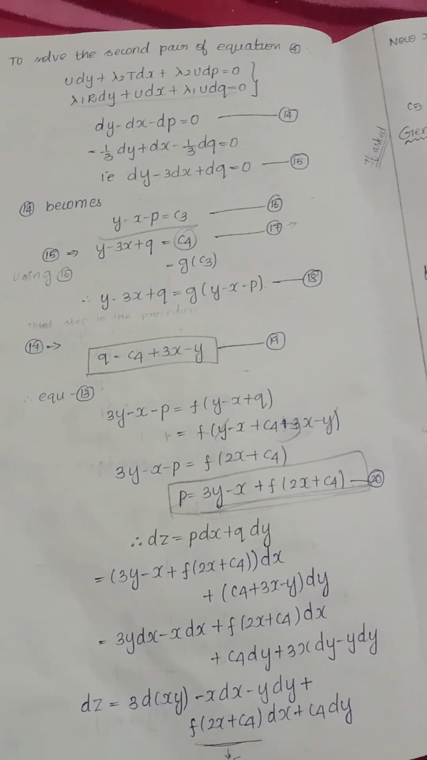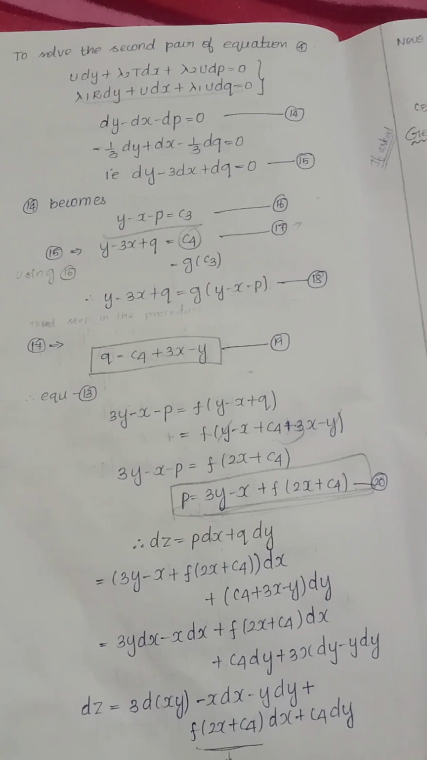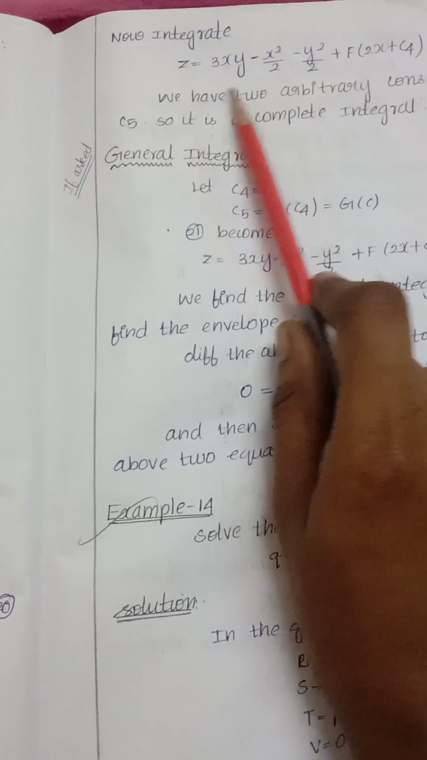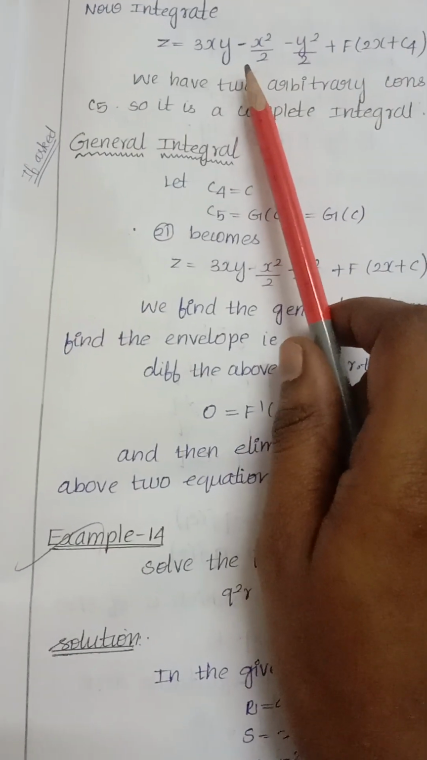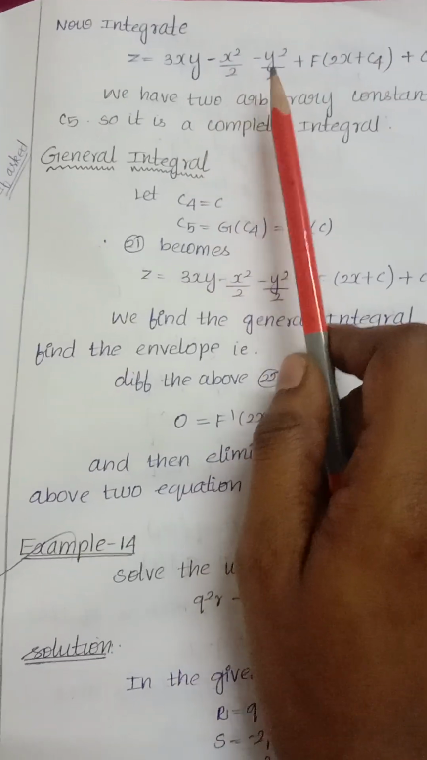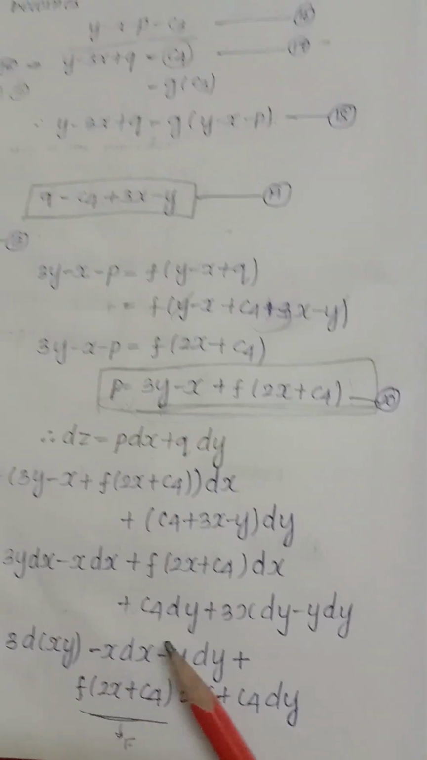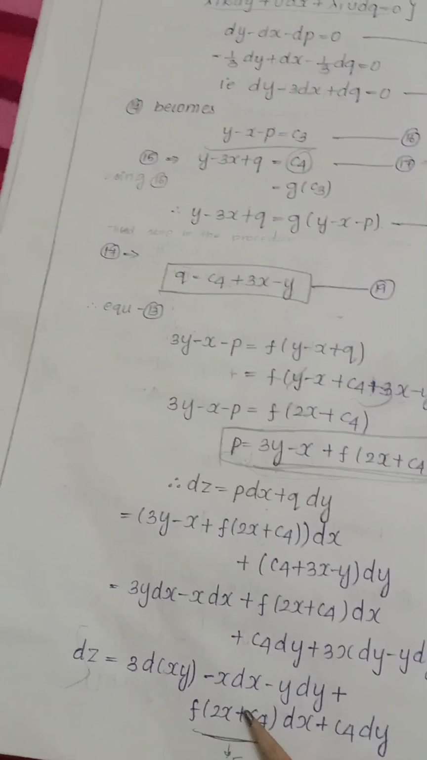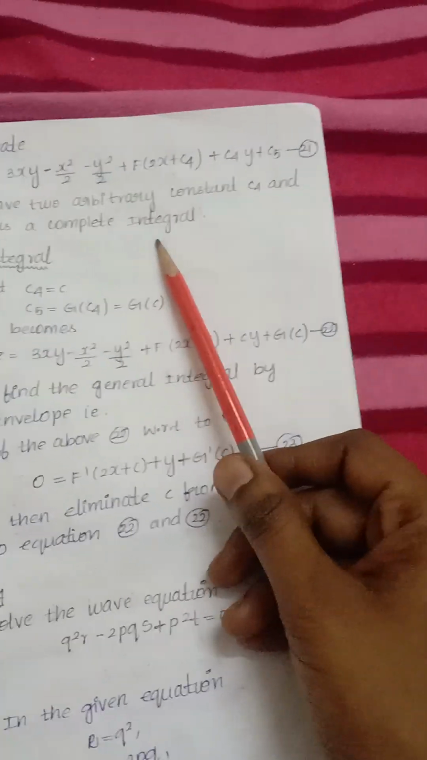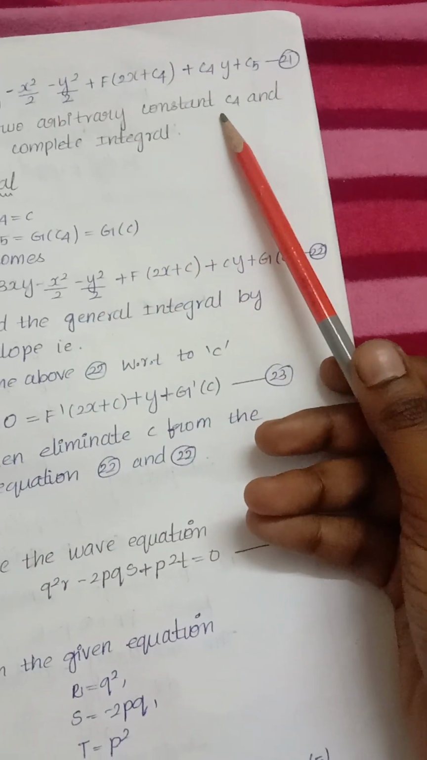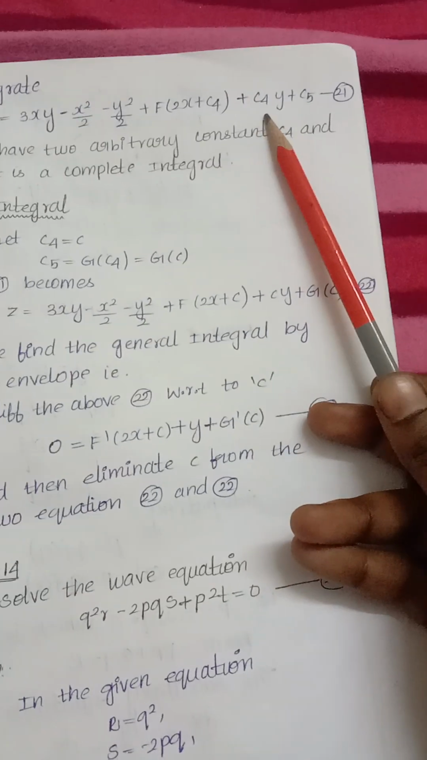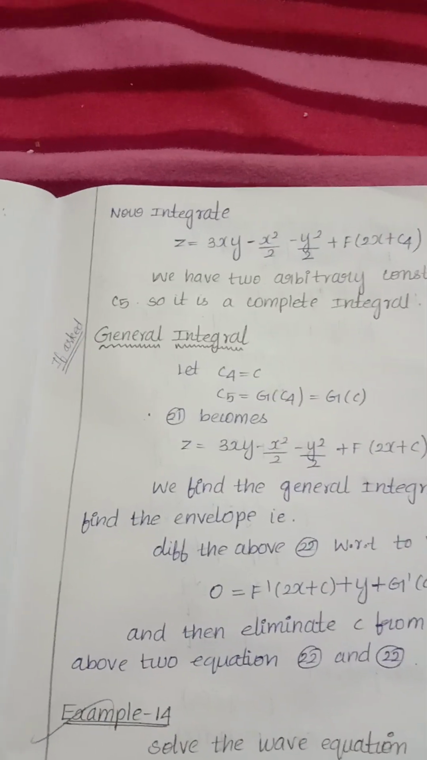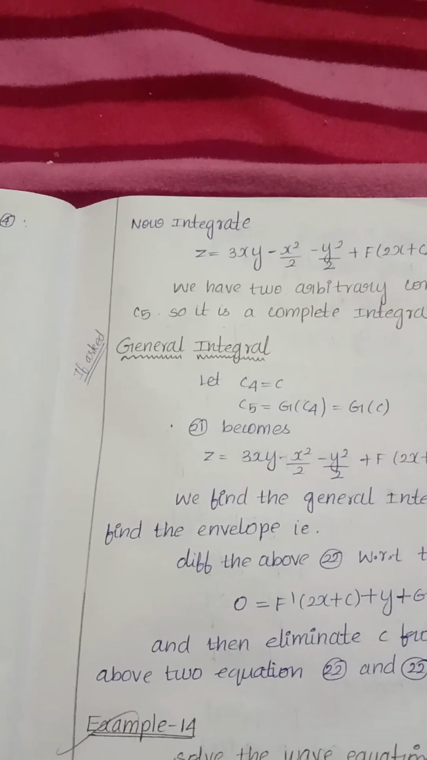So to find the z value, if we integrate, we get z equal to 3xy minus, they are having minus x dx, so it will become minus x square by 2 minus y square by 2, and if we integrate the function, we get another function that will be represented as capital F of 2x plus c4, plus, if we integrate c4 dy, we get c4y plus the constant term. So we have two arbitrary constants in the solution, that is c4 and c5.